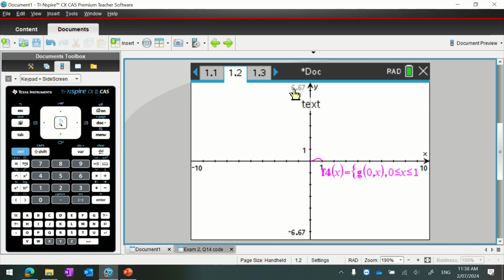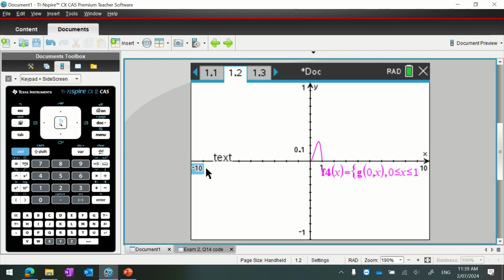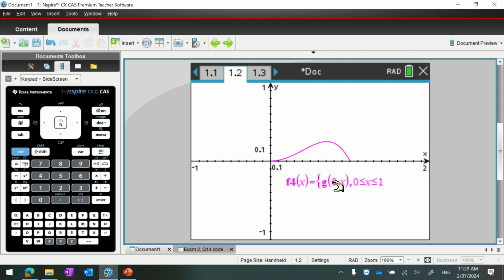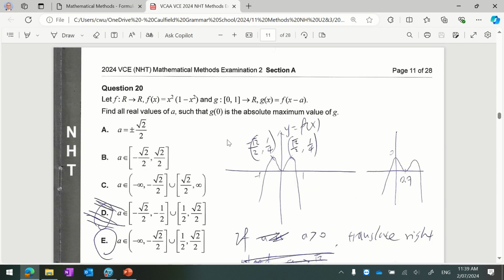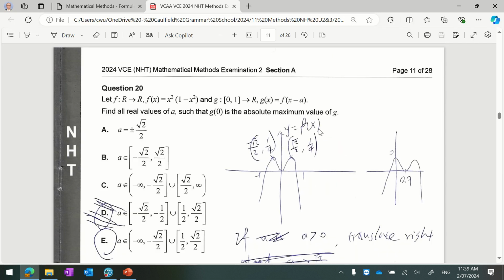I can't really see that clearly, so let's improve on that. I know my domain for sure, so let's do that. Okay, here we go. When a is 0, clearly g(0) is not the absolute maximum. It's just not there. Okay, here's what we're going to do.